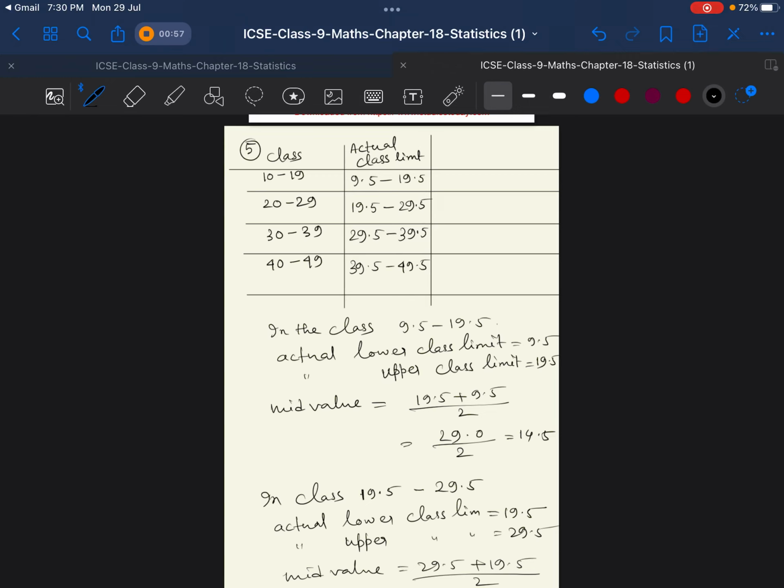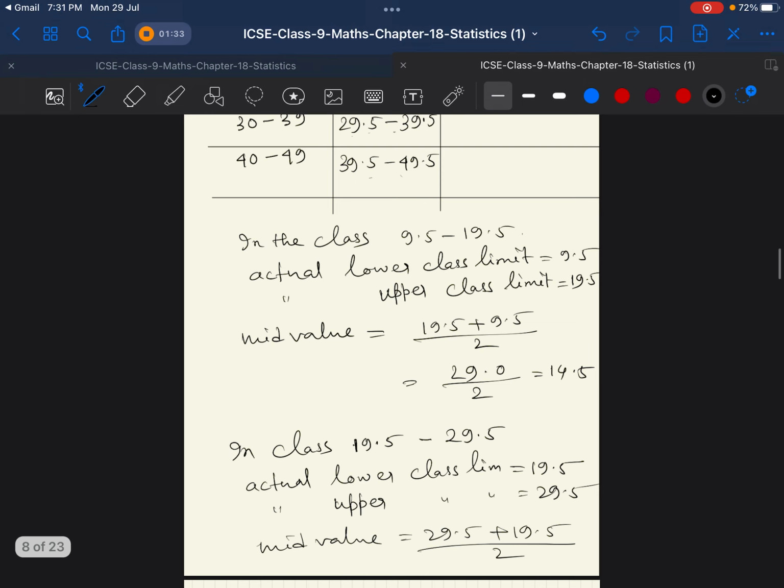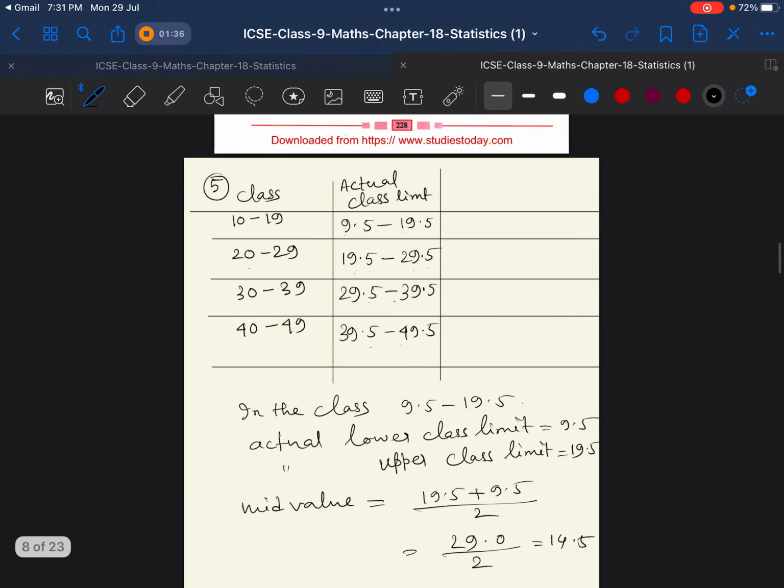Now we know we subtract the adjustment factor, here 0.5, from 10 and add 0.5 to 19. So we will get 9.5 to 19.5. Then similarly 20 minus 0.5 is 19.5 and 29 plus 0.5 is 29.5. Then 29.5 to 39.5 and then 39.5 to 49.5.